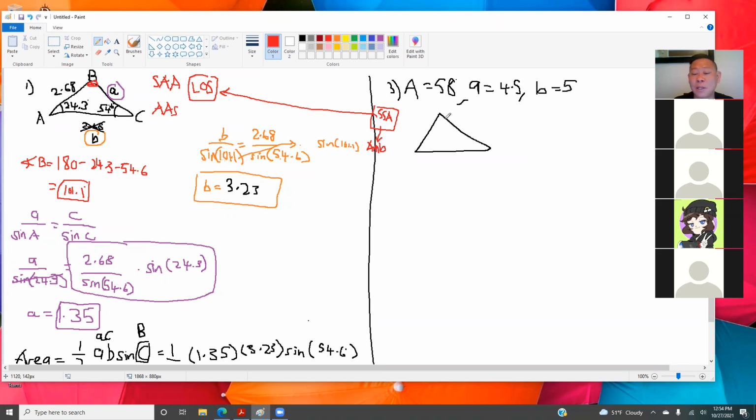And what's the meaning of ambiguous case? You can have no triangles, you can have one triangle, you can have two triangles. So be careful with this as you get into your work here.